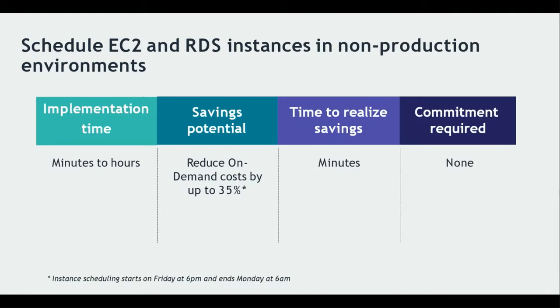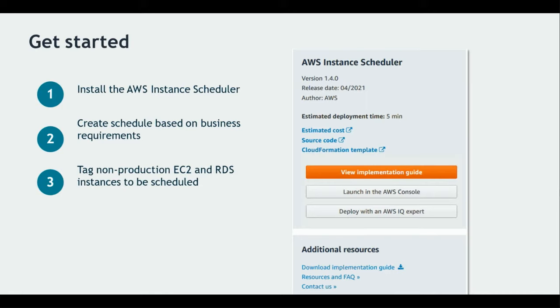You can realize this in minutes, and to implement this you don't need much time. You can implement this in minutes to hours. It can reduce your cost by up to 35%, and there is no commitment required at all. That's the practice for the instance scheduler. The AWS Instance Scheduler will help you schedule your instances: how much time you need to keep them live, and at what time you need to stop them. Right, so let's move forward.